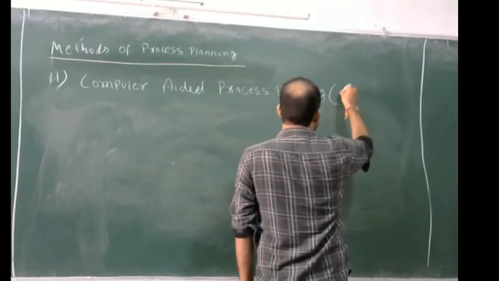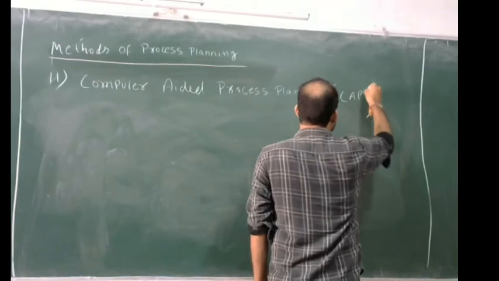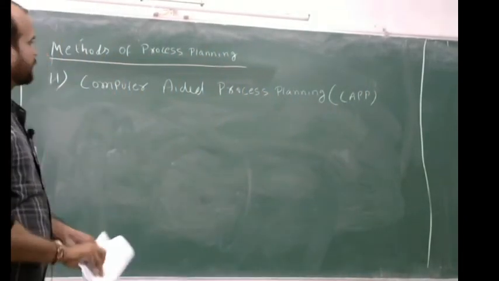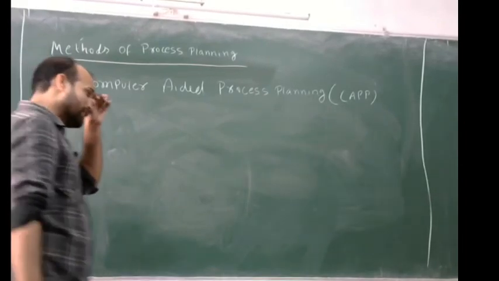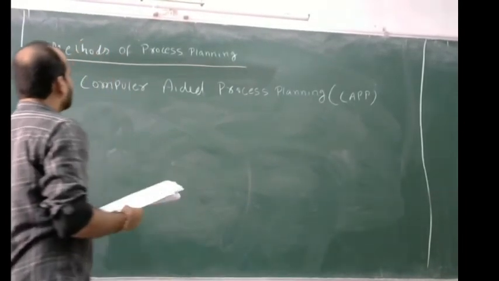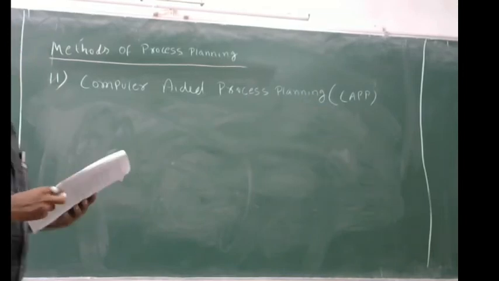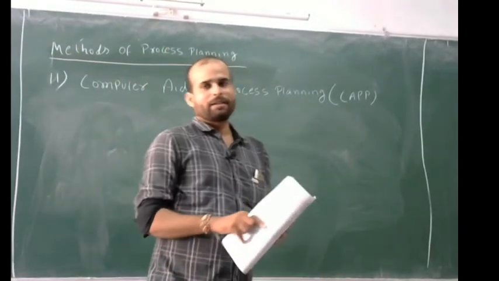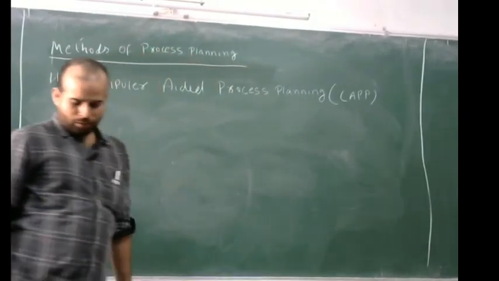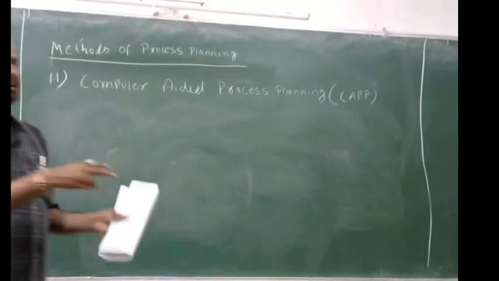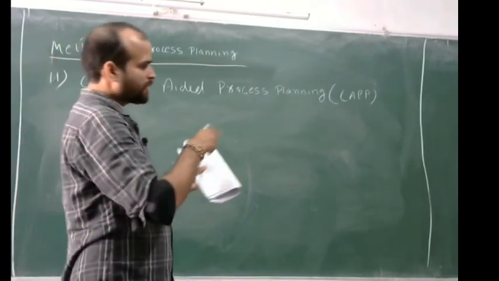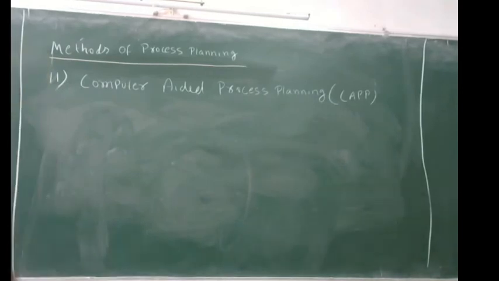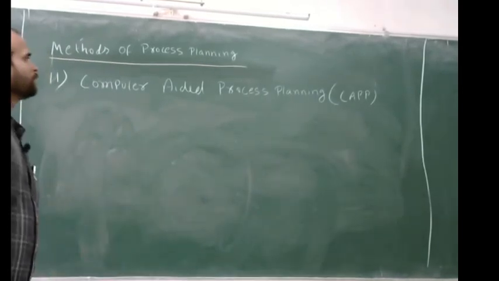Also known as CAPP as a short form. As we had earlier discussed, computer aided process planning is done with the help of CAD and CAM, means a tool or a set of patterns that we are going to employ for our process planning.